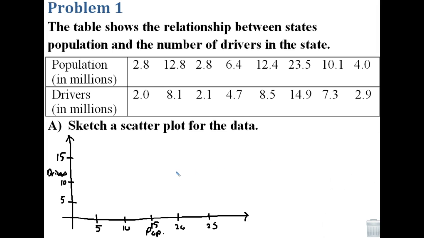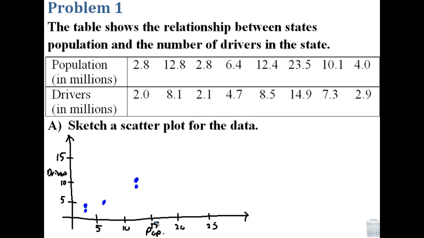And then what we'll do is just plot that data. When I have a population of 2.8, I have drivers of 2. So we'd say here's about 2.8, here's about 2, and plot a point. We'll do one for the 12.8 and the 8, about there. Again, this is just a really rough sketch. I've got another 2.8 and a 2.1, so we'll put those on top of each other. Then 6.4 and a 4.7. All right, 12.4 and an 8.5.